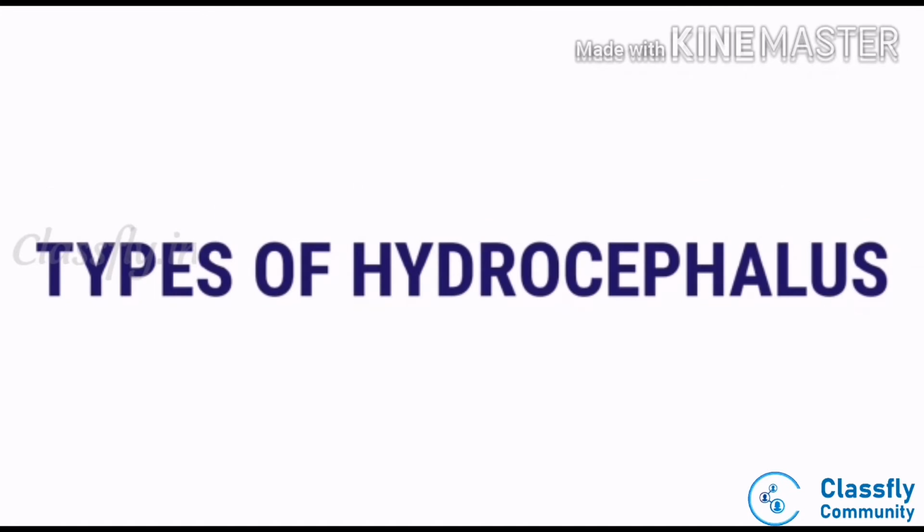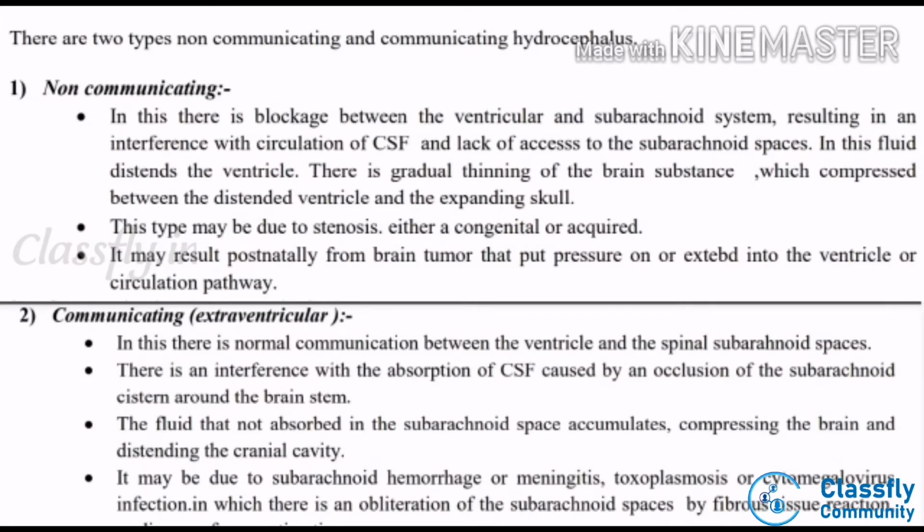Moving on to the types of hydrocephalus, there are mainly two, non-communicating and communicating. Non-communicating is also known as obstructive, and communicating as non-obstructive. In case of non-communicating, the obstruction is in the flow of CSF within the ventricles and subarachnoid space, which results in interference with the circulation and absorption of CSF. And what happens? The CSF gets accumulated, distends the ventricle, and compresses the brain.